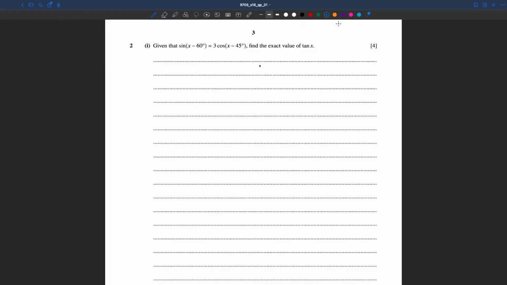In question 2, it says given that sin(x − 60) is equal to 3 cos(x − 45), find the exact value of tan x. In the first step, we expand using the addition identity. Sin(a − b) is sin a cos b minus cos a sin b. So this is sin x cos 60 minus cos x sin 60 is equal to 3 times cos x cos 45 plus sin x sin 45, right?